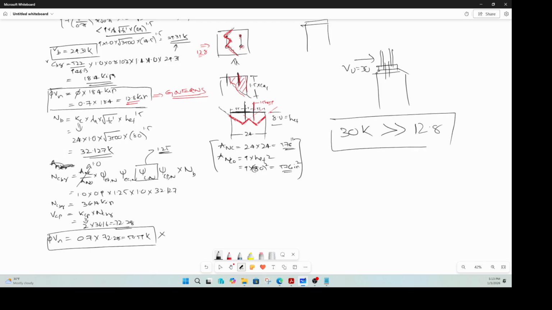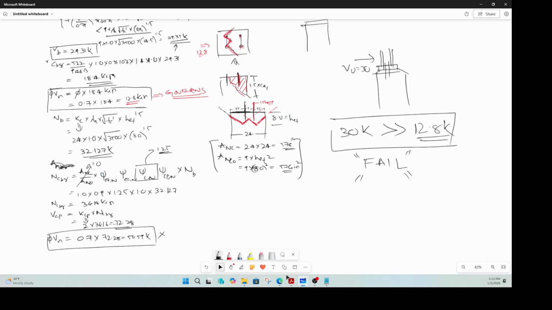So we need to strengthen this connection. So failed, right? Because applied load is 30, the strength is only 12.8 kips. Okay. So that's about this one.